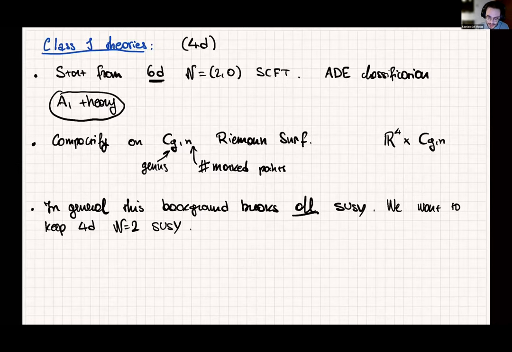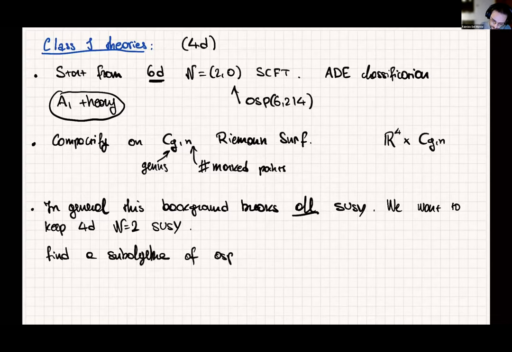And what this means is that the symmetry algebra of the six-dimensional theory is a superalgebra, which is OSp(6,2|4). And we want to find a subalgebra of OSp(6,2|4) isomorphic to the N=2 super Poincaré algebra.